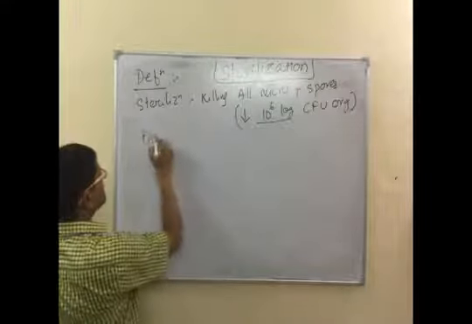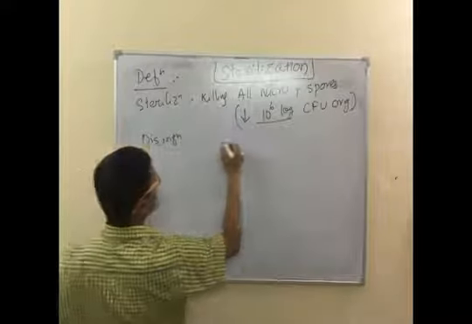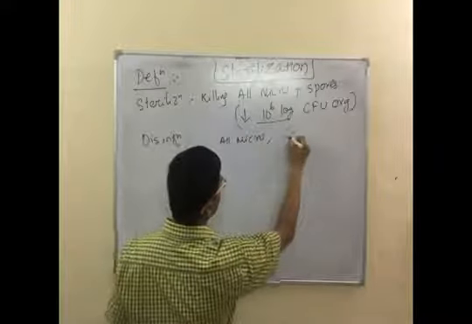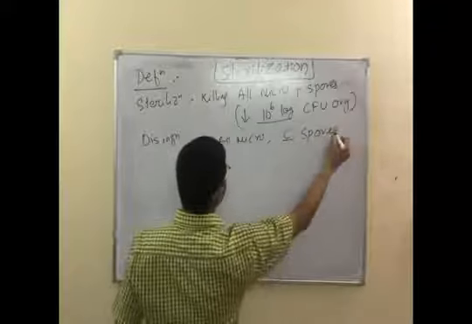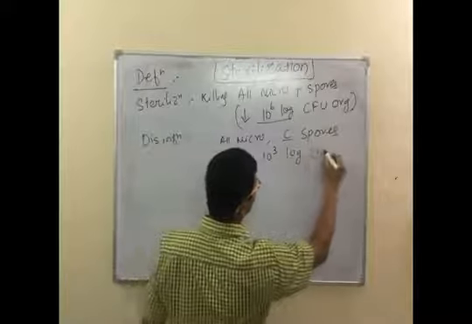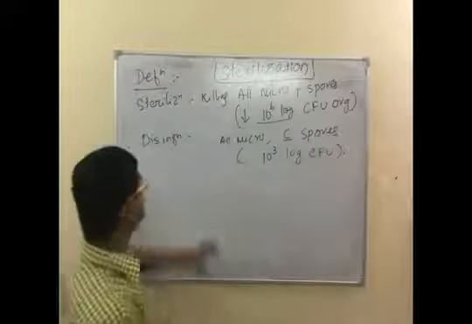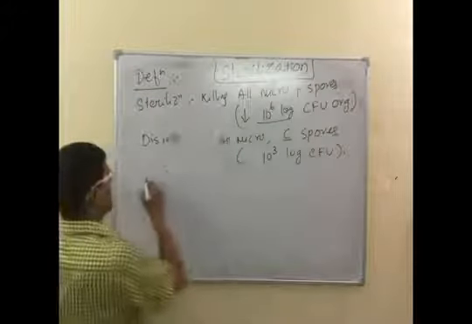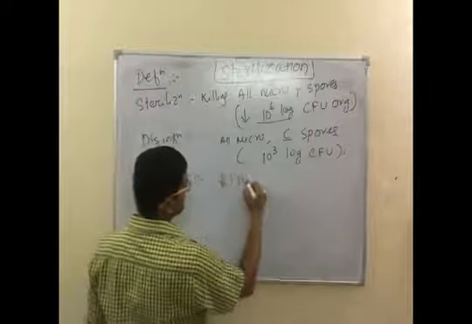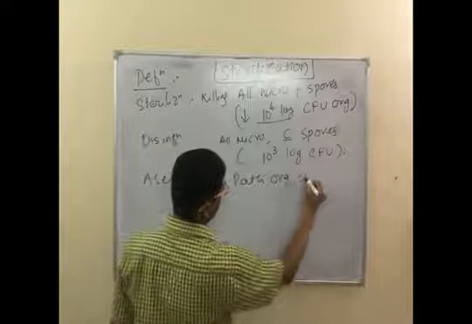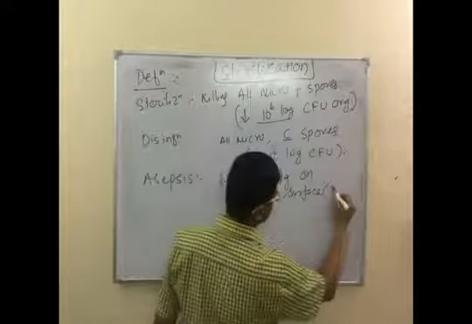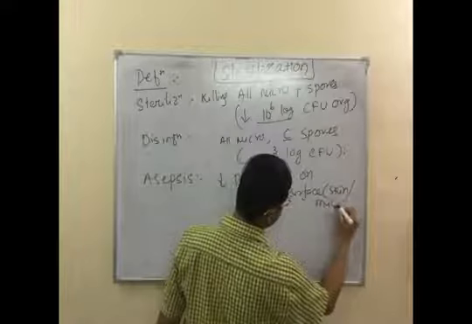In contrast, disinfection is defined as killing of all microorganisms excluding spores, and here the reduction of organisms will be around 10 to the 3 log colony forming units. So these are the two distinctions you have to remember. Other important entities: asepsis, which is killing of the pathogenic organisms on the surface of the body, skin or mucosal surface. This is called asepsis.